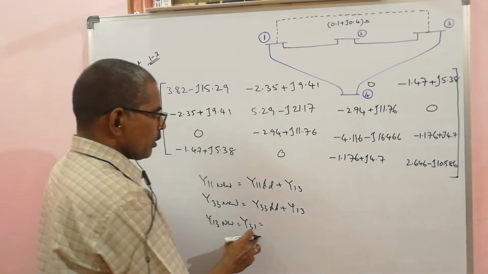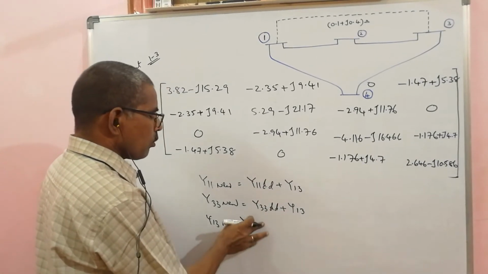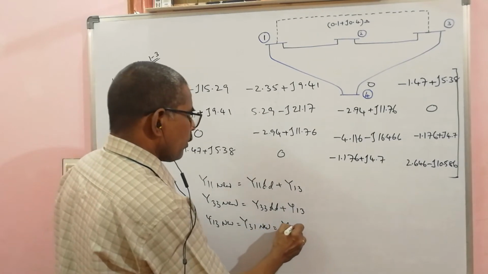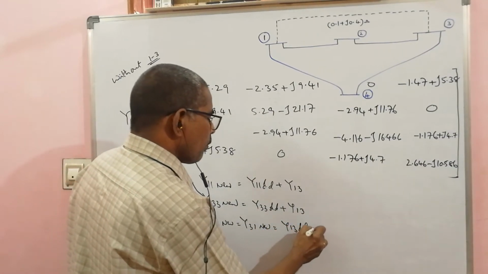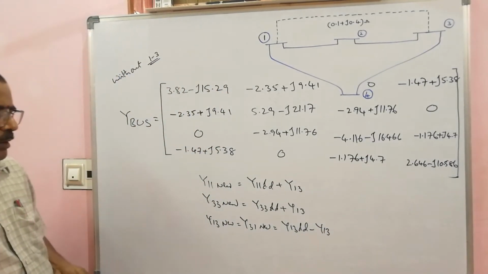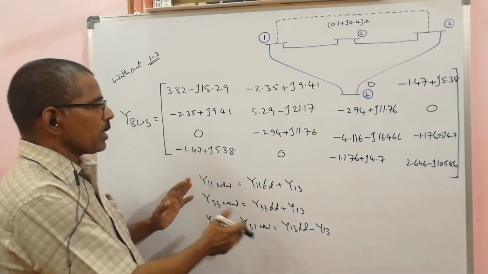Y13 new is Y31 new, which is Y13 old minus Y13. Okay. So this is how you can update. All these 4 you can update.